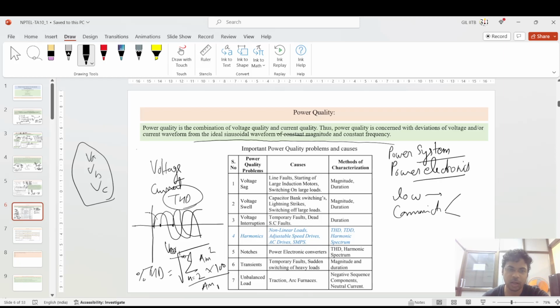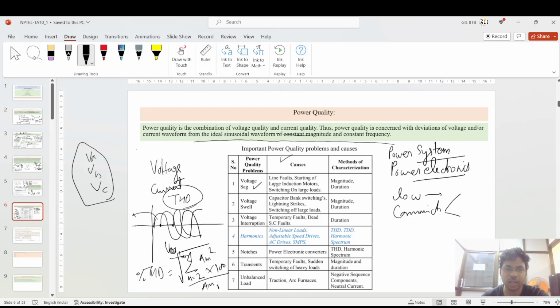If there is any deviation, you represent it as a summation of sinusoidal components in terms of harmonics. The fundamental is actually useful, while the DC components, third harmonics, fifth harmonics and sixth harmonics are actually not desirable. They create heating in the system.